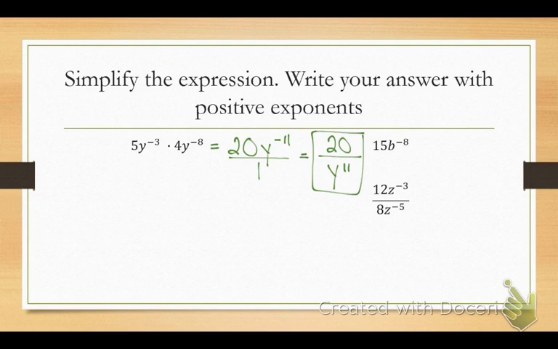Okay? Are you feeling more confident on that? All right. Now, what about the second one over here? Kelsey, what did you get for 15b to the negative 8th? 15 over b to the 8th. Very good. 15 over b to the 8th power. Good job.